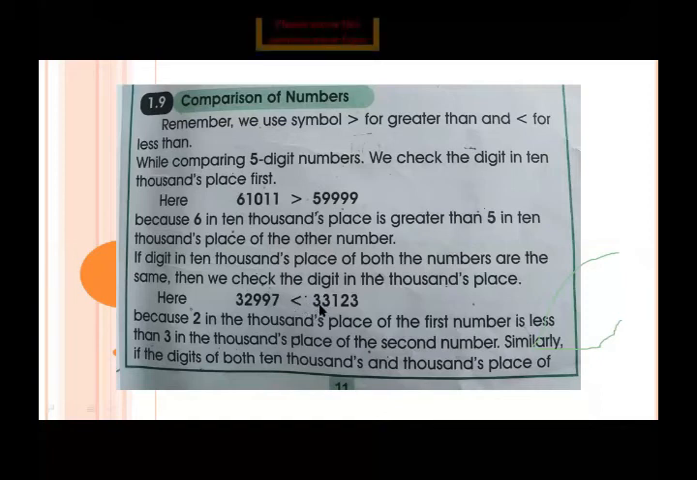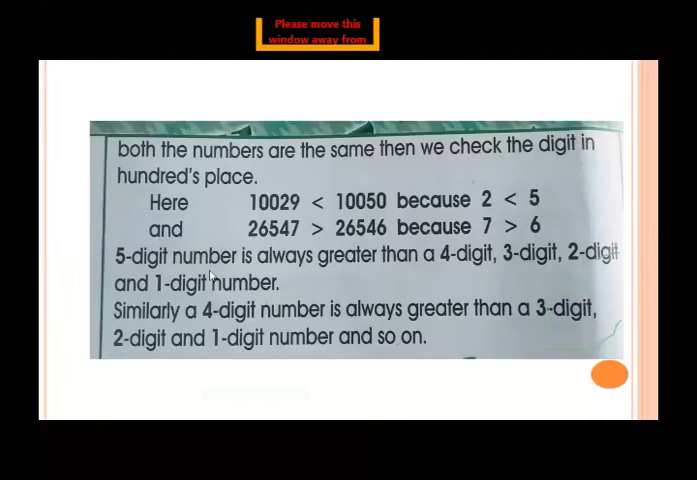The greater than sign comes at 3 and it shows that 3 is greater than 2 and 2 is less than 3. In this way you will do comparison of numbers. In the same way, if you see that both the 10,000 and 1,000 are the same, then what do we have to do? Then we check the 100 place number.